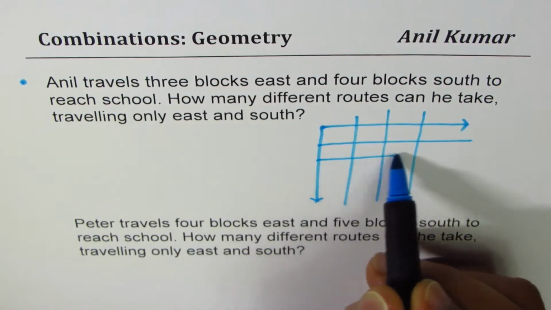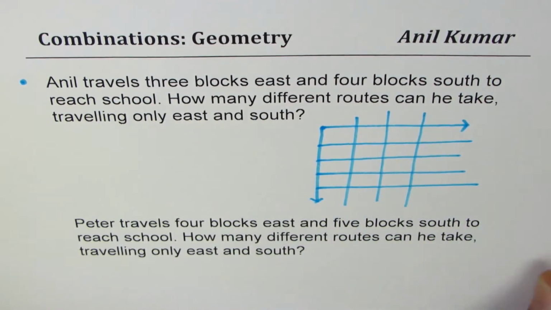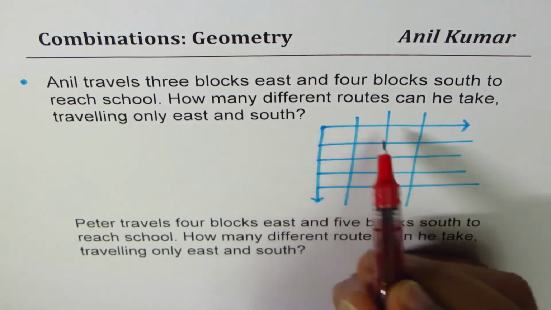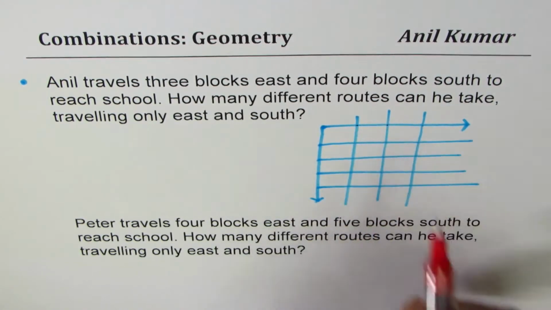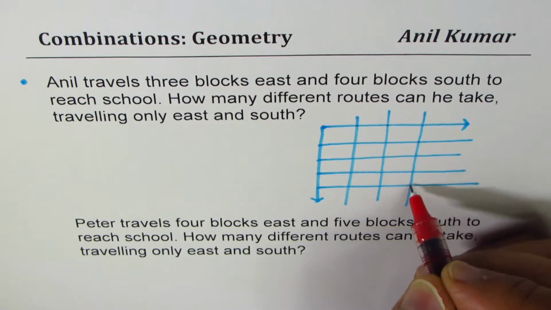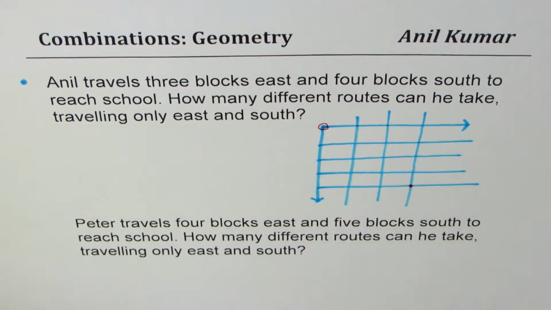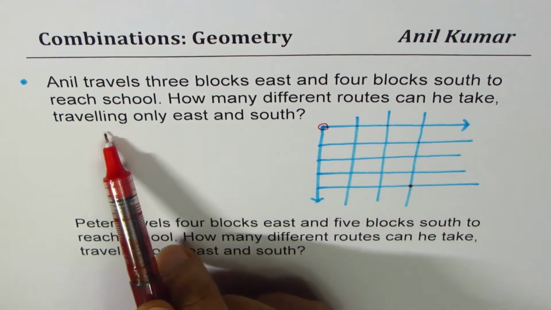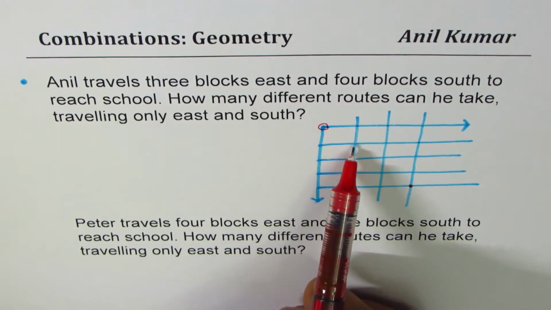1, 2, 3, 4, right? So after traveling 3 blocks east, 4 blocks south, Anil reaches school. That means you could go different ways, right? You could go first all east, for example, 1, 2, 3, and then south 1, 2, 3, 4. You reach this place. So that's the final destination, and here we start. We say how many different routes he can take traveling only east and south. That means diagonal is not permitted, but you can follow the route, right, in this situation.